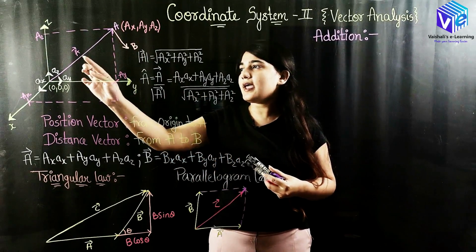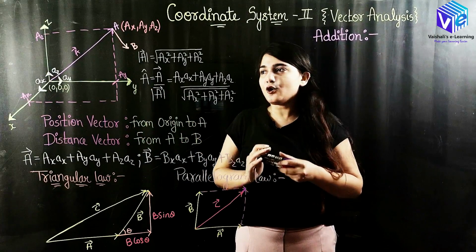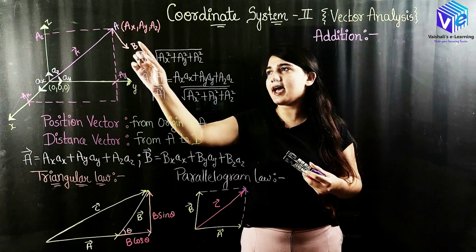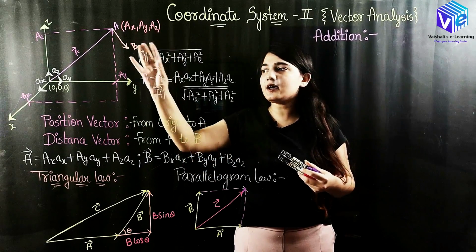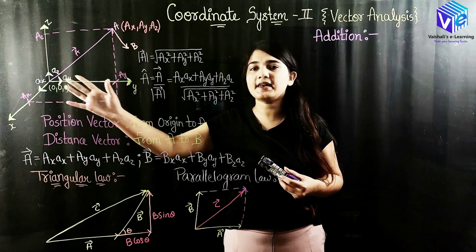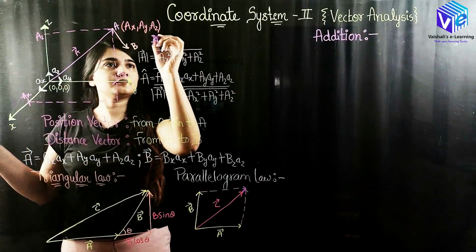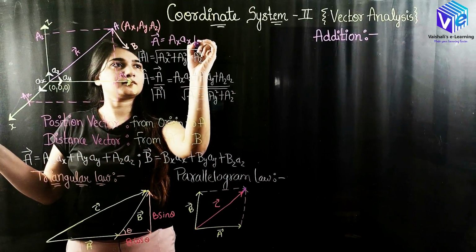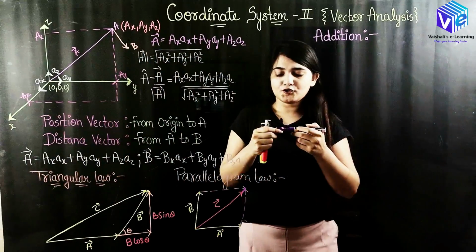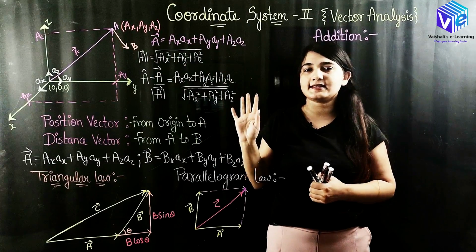Now, a vector is represented with the help of magnitude as well as direction. How did we represent the A vector? A vector was represented as Ax, Ay and Az with the directions as well. Directions are represented as ax, ay and az. So this is how I can represent the A vector: Ax plus Ay plus Az.